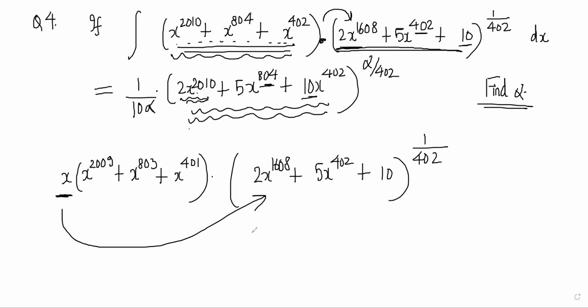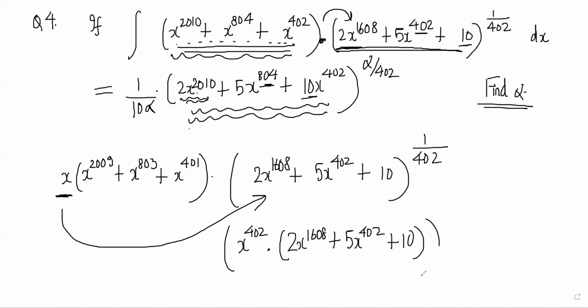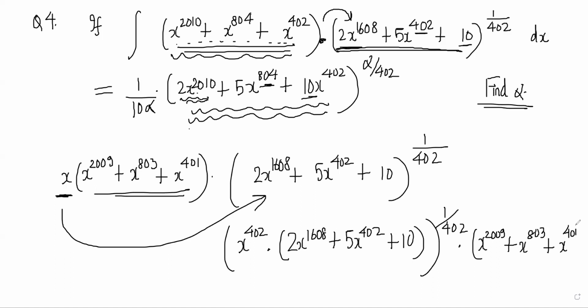When it goes inside, it will be multiplied by x^402, right? So x^402 times 2x^1608 plus 5x^402 plus 10, and whole thing will be 1 by 402. And outside what you will be left with is just this one. It is x^2009 plus x^803 plus x^401. That is what is left outside.